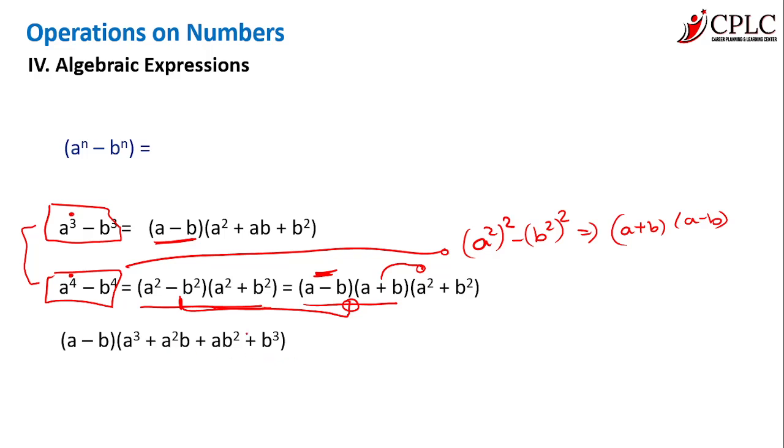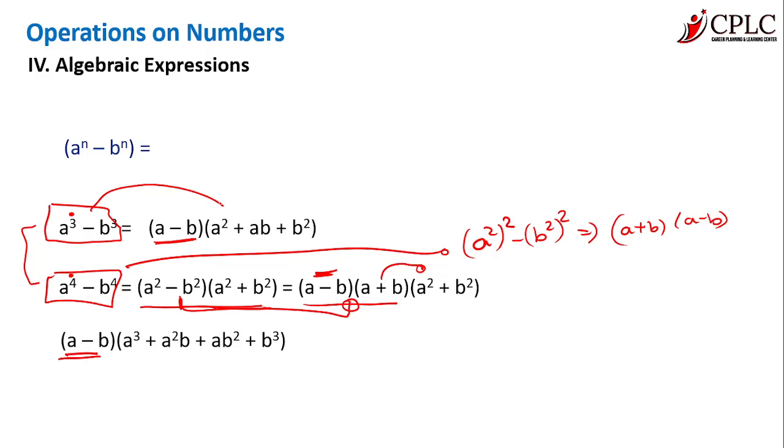So we get the answer as a cube plus a square b plus ab square plus b cube, for example. Now since we want to write down a general formula, there is one simple idea that you can remember, and that pattern remains the same throughout. You would see that in the first number, the original power was 3, and we have taken a minus b common out as the first bracket.